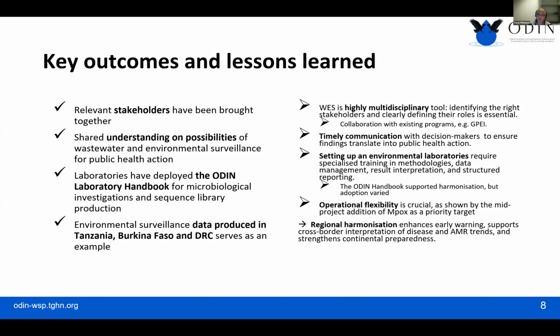as we have 3 different countries here, this regional harmonization is something that we have really emphasized, and this is something that we believe enhances early warning, supports the cross-border interpretation of disease and disease trends and AMR trends, and also strengthens the continental preparedness.